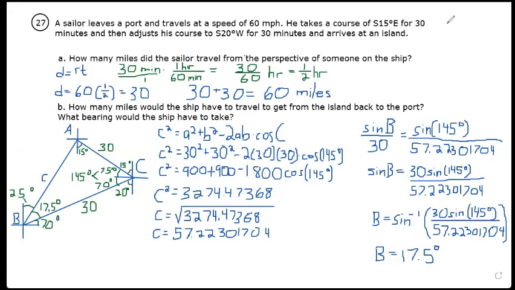Part A reads, how many miles did the sailor travel from the perspective of someone on the ship? Now, to answer this, we need to consider the concept of perspective. When someone is on the ship, the person views the ship's trajectory as the distance that is traveled in real time. So what we would need to do in order to answer the first part is to consider the total distance that is traveled. Now, we are not given this total distance directly in the problem, so we're going to have to derive it.